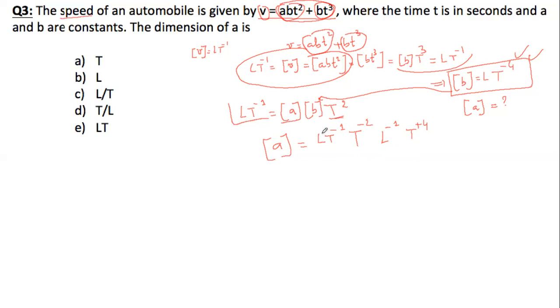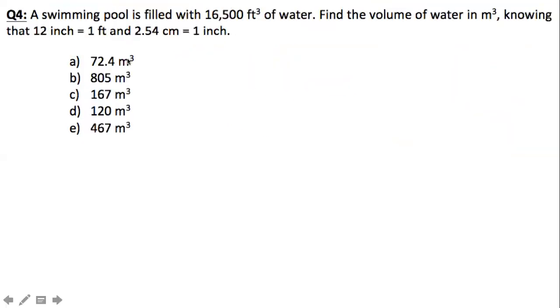So dimension of A will be what? L will simplify, and I'll have T to the power 4 times T to the power minus 3. This just gives you T. So the answer is T, as we said before. Okay, the answer here is T. Let's go to the last problem.